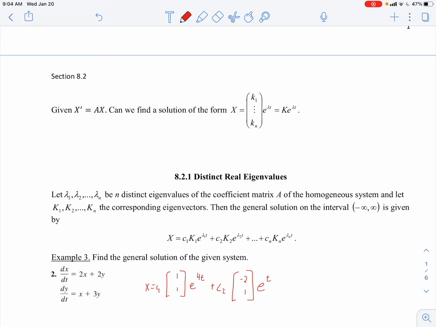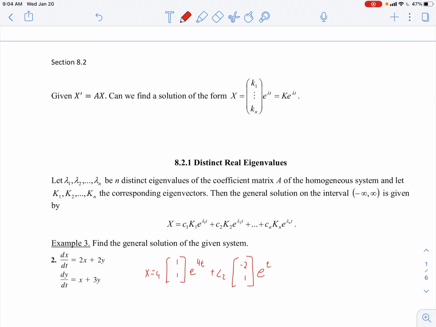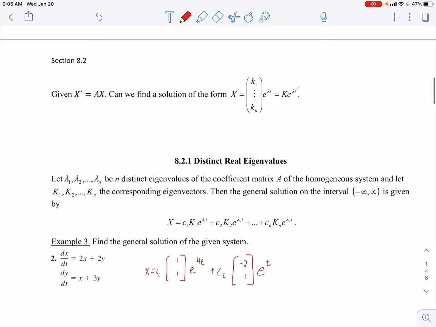All right, so how can we find a solution? Well, if we're given x prime is equal to Ax, so we have a differential system in this case, can we find a solution of the form x equals k sub 1 all the way to k sub n, e to the lambda t, which is equal to our eigenvector? So this k is our eigenvector times e to our eigenvalue t. So it's going to be a solution. Each eigenvector and eigenvalue are going to give us a solution to our differential equation, and it's going to be written k e to the lambda t.